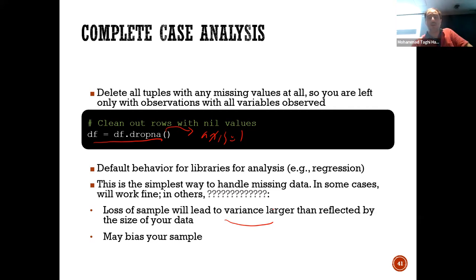That's the main issue. Or it may bias your samples because you removed all, maybe for one city, they had some issues and they didn't record this one. All people from this city will be removed. So your data will be biased. Not the best data that you want to have.